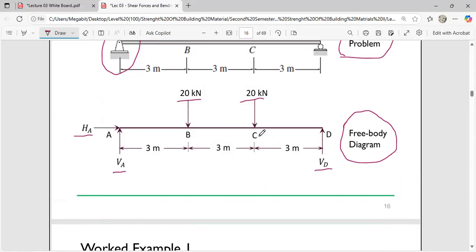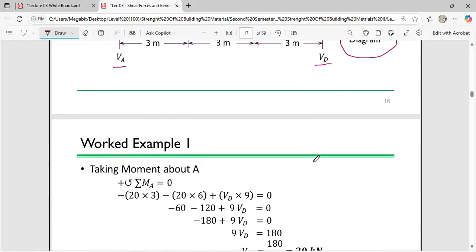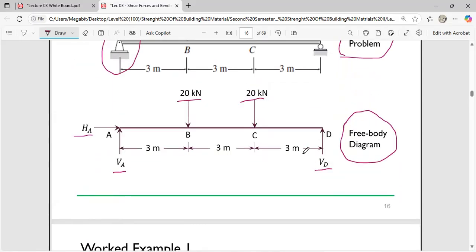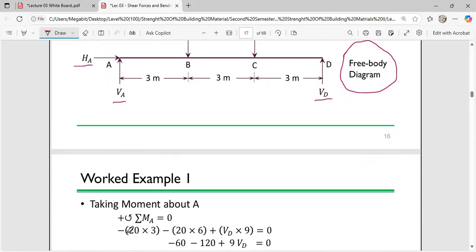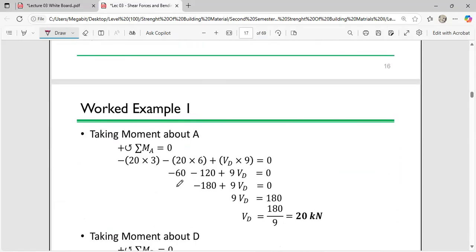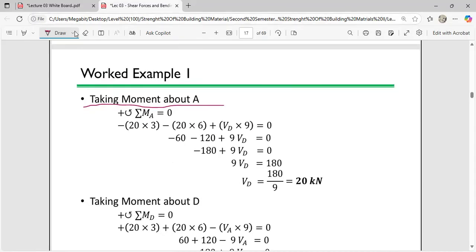All right. Then you indicate your distances. You know that moments are always taken at supports. So it means that we can only take the moment at both ends. We can take moments at A and at D only. So first of all, let's take the moments at A first. And that's why over here we are writing: taking moments about A.